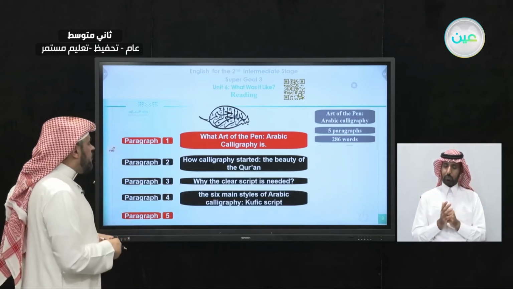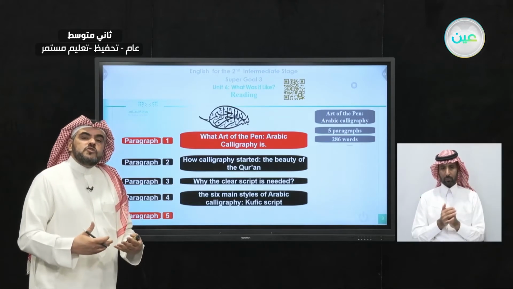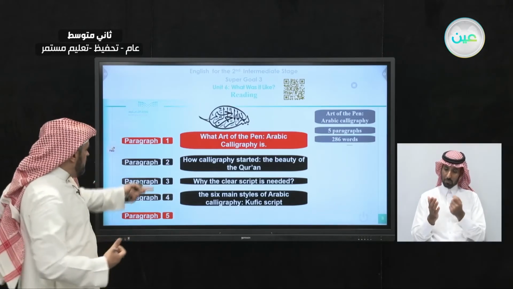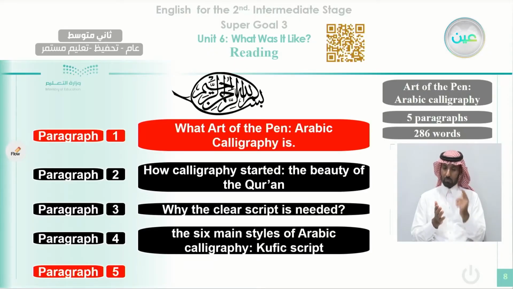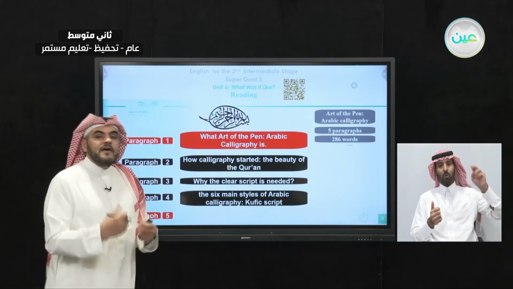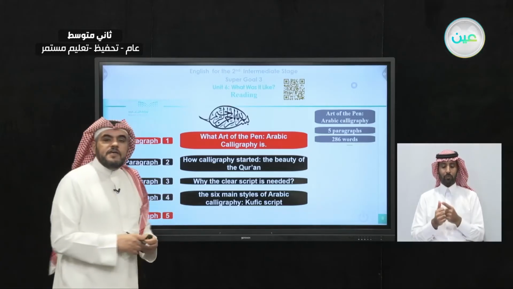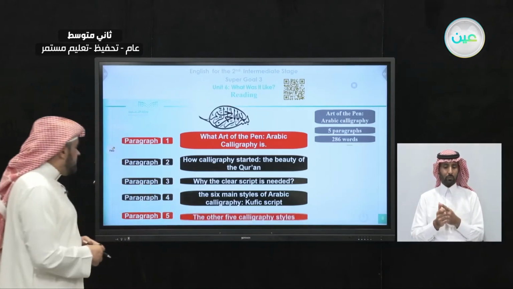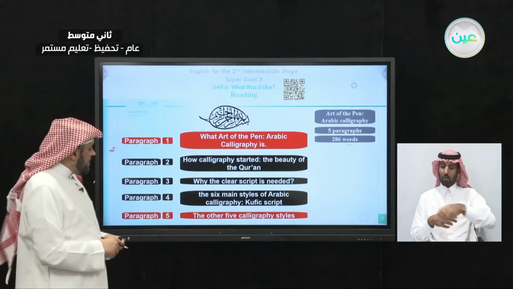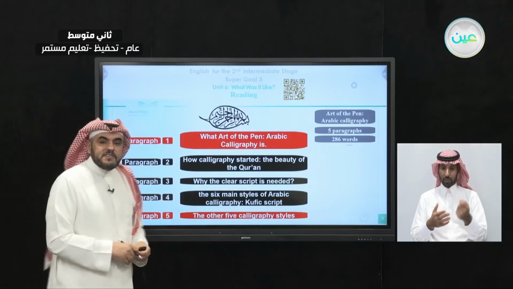In paragraph number 4, the writer starts to introduce the main styles of calligraphy. So the 6 main styles of Arabic calligraphy, and it started with the Kufi script. There is one style of Arabic calligraphy called Kufi. Okay, so the Kufic style is mentioned in paragraph number 4. What about paragraph number 5, when the writer concludes his or her idea? The writer here started to talk about the other 5 calligraphy styles.